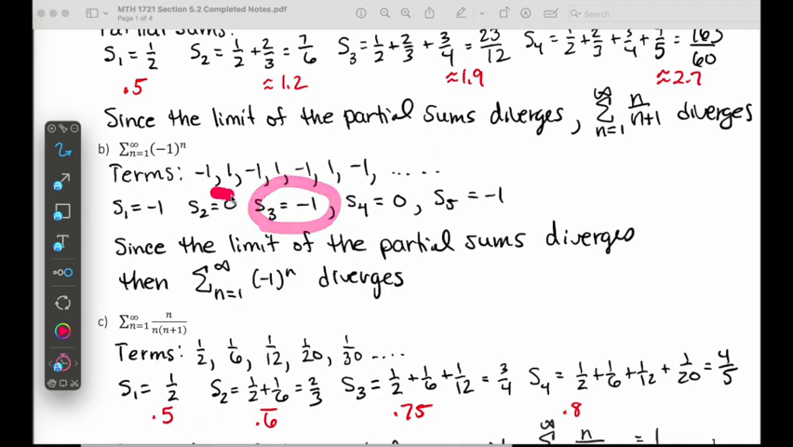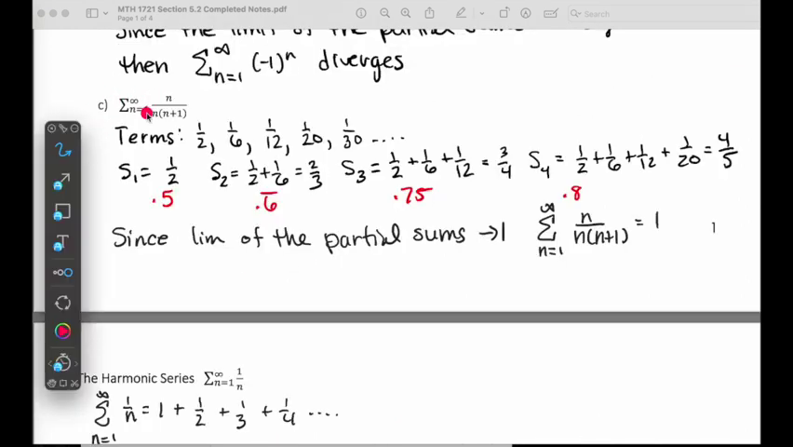S3 is when I add the first three terms, so that will give me -1. And if you notice this pattern, the partial sums are going to bounce back and forth between -1 and 0, which means that the limit of the partial sums doesn't exist. So we can say, since the limit of the partial sums diverges, then the series diverges.